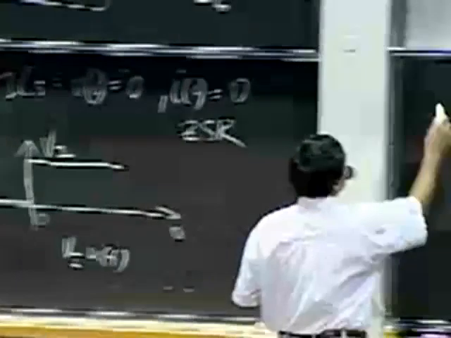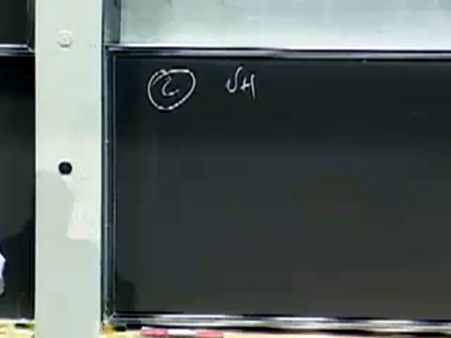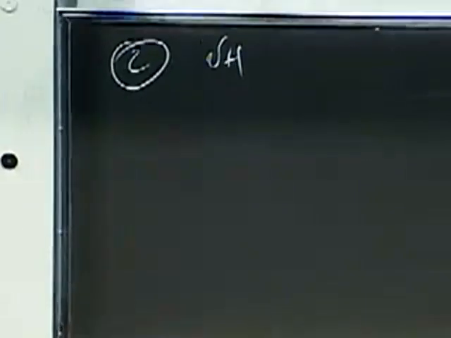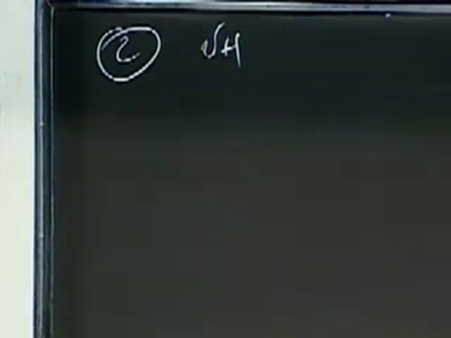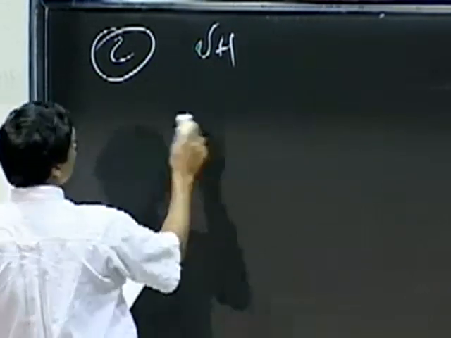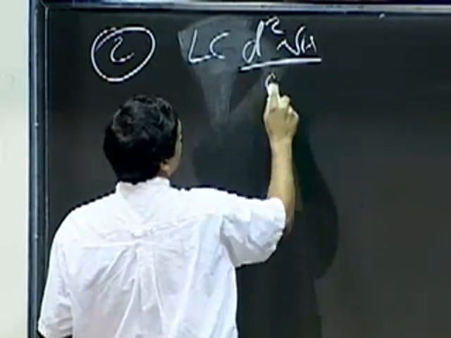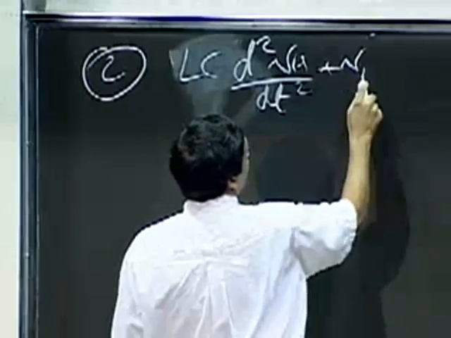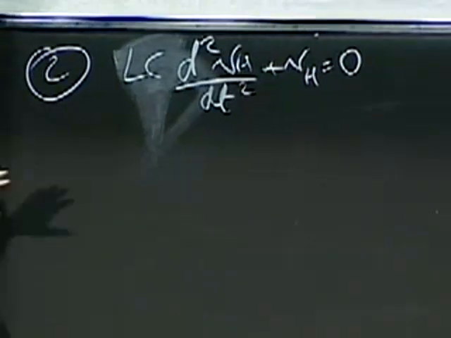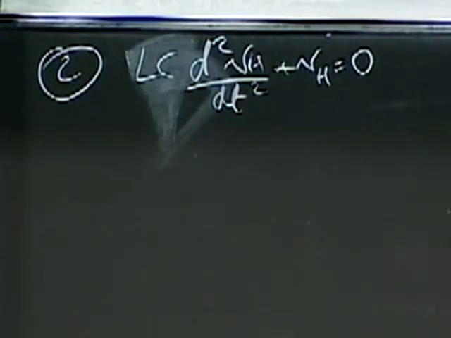I'll take it. So as my second step, I'm going to find VH, the solution to the homogeneous equation. And the homogeneous equation is simply that equation with the drive set to 0. So what I get here is LC d squared VH over dt squared plus VH equals 0. So that is my homogeneous equation. I simply set the drive to be 0. And to find the solution here, I go through my 4-step method.